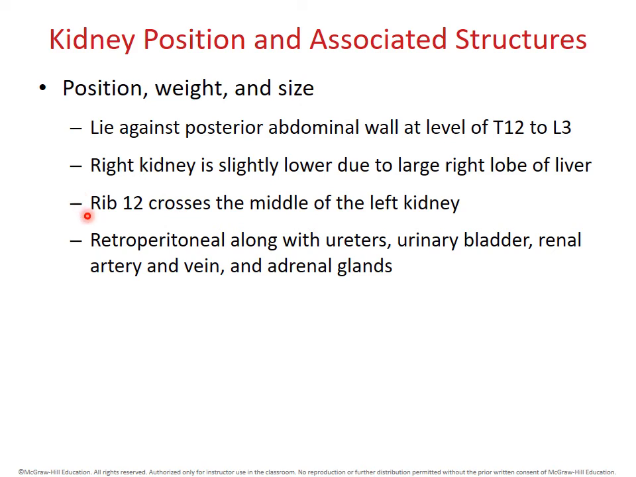So your last rib, your final rib, that vertebral rib that doesn't attach to anything on the front, doesn't make it all the way up to the sternum, in other words, crosses right at the mid-level of the left kidney. The right kidney is a little bit lower, and it's shifted down because of the liver, which tends to occupy more space on the right side of the body.